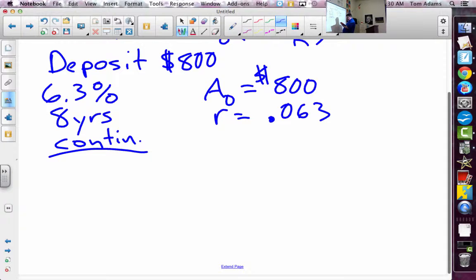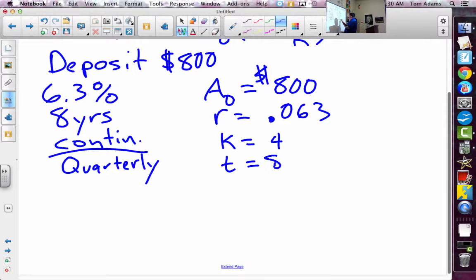If it's compounded, let me do quarterly, not continuously. It says continuous and quarterly, so I'm going to do the quarterly one first. Quarterly means that it's going to be done 4 times a year, so that's my k. And then 8 years is 8.